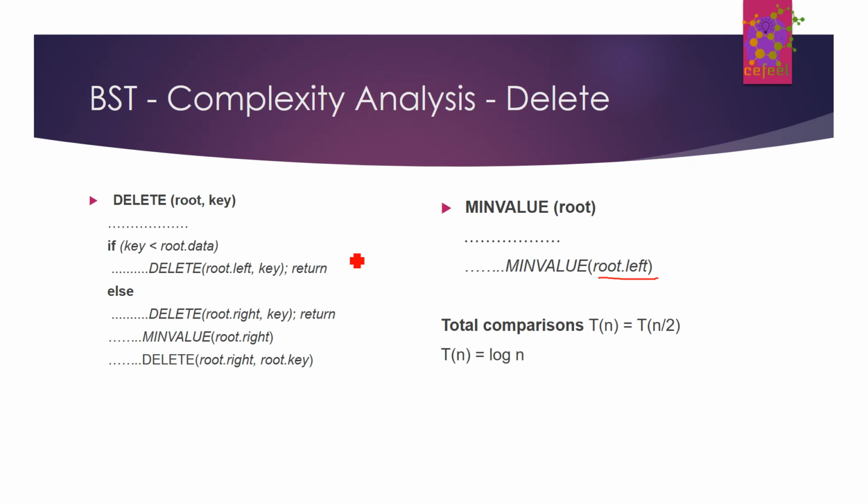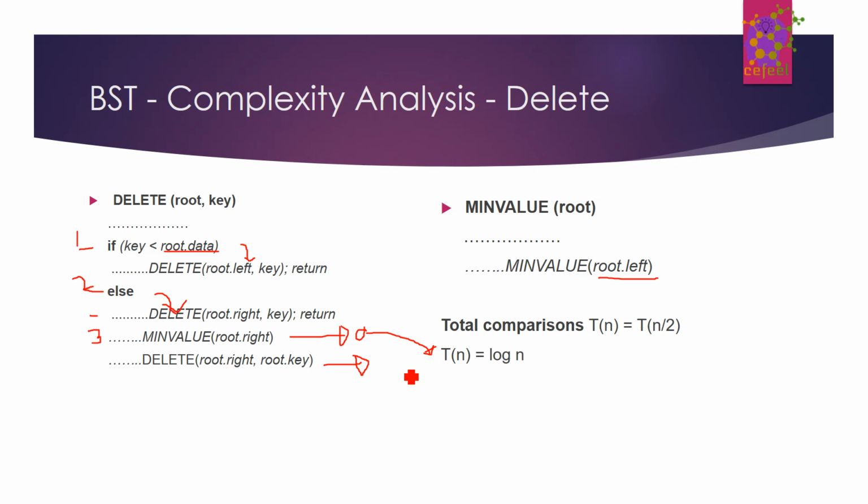Now in this case, there is an if-else condition, and there are actually three conditions: 1, 2, 3. The first condition is if the element is less than the root, so we call the delete operation recursively. Otherwise, if the element is greater than the root, we call the delete operation on the right recursively. Otherwise, if it is equal to the root, then we call the min value, and we will call the delete operation on its right child. Notice this min value, as we have already discussed, is log n.